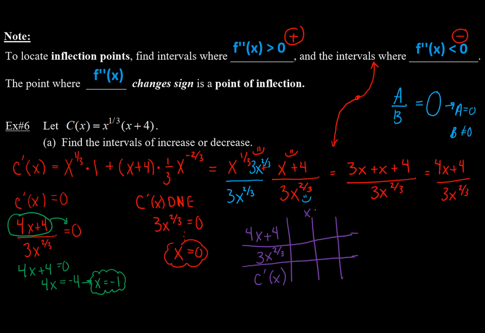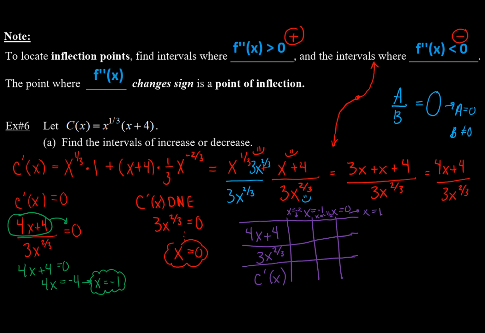All right, my first critical number is -1, and the next one is 0. So I'm going to pick a test point, something that's smaller than -1. So I'm going to pick x equals -2. And maybe now I wrote it too small. X equals -2, that's my test point. And then between -1 and 0 is -1/2. So I'm going to plug in -1/2. And then greater than 0, I'm going to plug in 1.